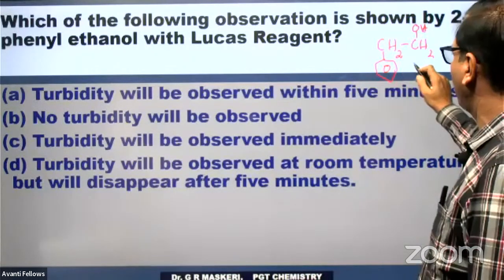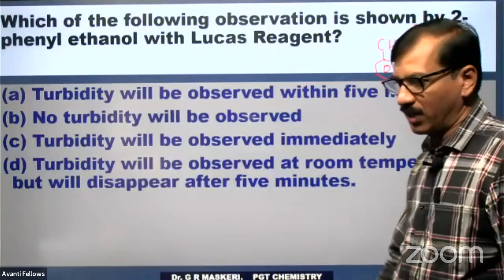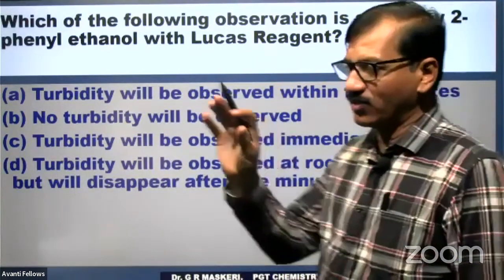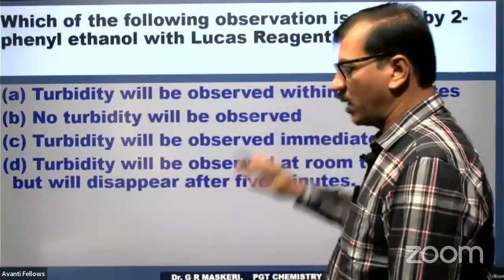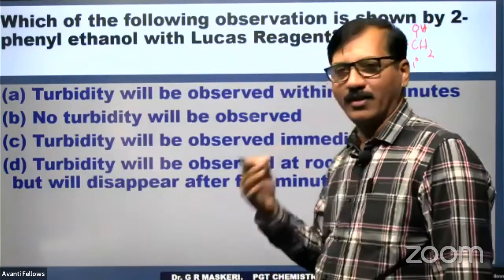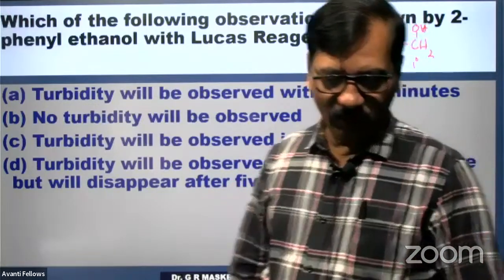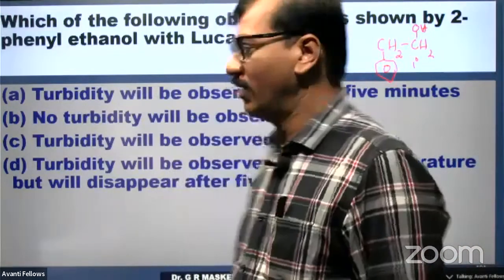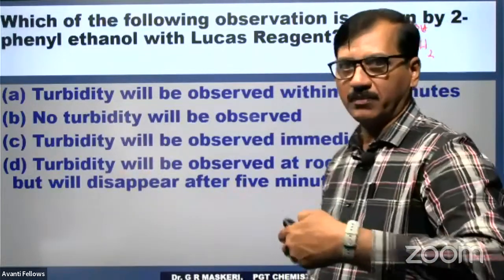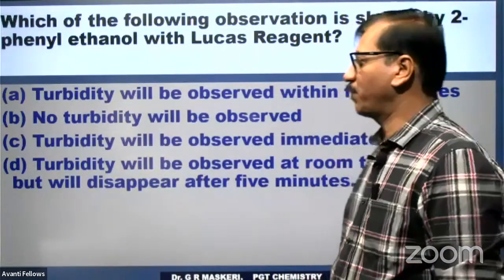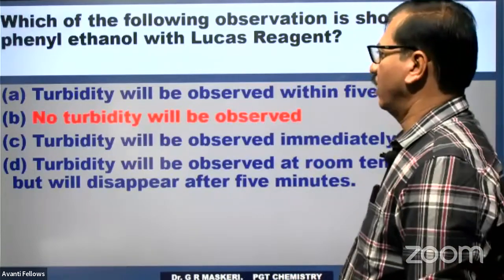B, sir. Yes. No turbidity is formed at room temperature because it is a primary alcohol. Remember that. Drawing the structure is therefore important. For primary alcohols with the Lucas reagent, no turbidity at room temperature. So these are questions from the latest sample papers of the examination.